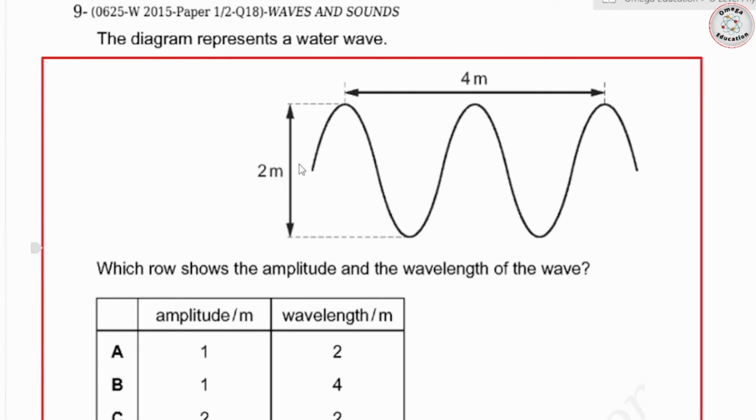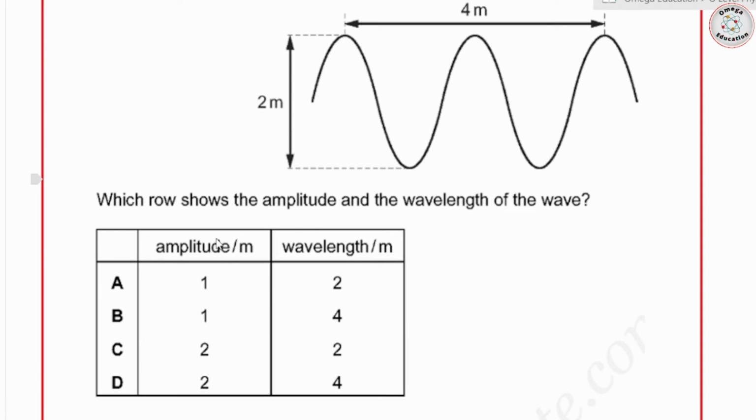All right, then we have question number 9. The diagram represents a water wave, and we can see the water wave over here. Which row shows the amplitude of the wave and the wavelength of the wave? Now, in order to find the amplitude, make sure you're finding the amplitude from the mean position, so the maximum distance of the wave from the mean position.